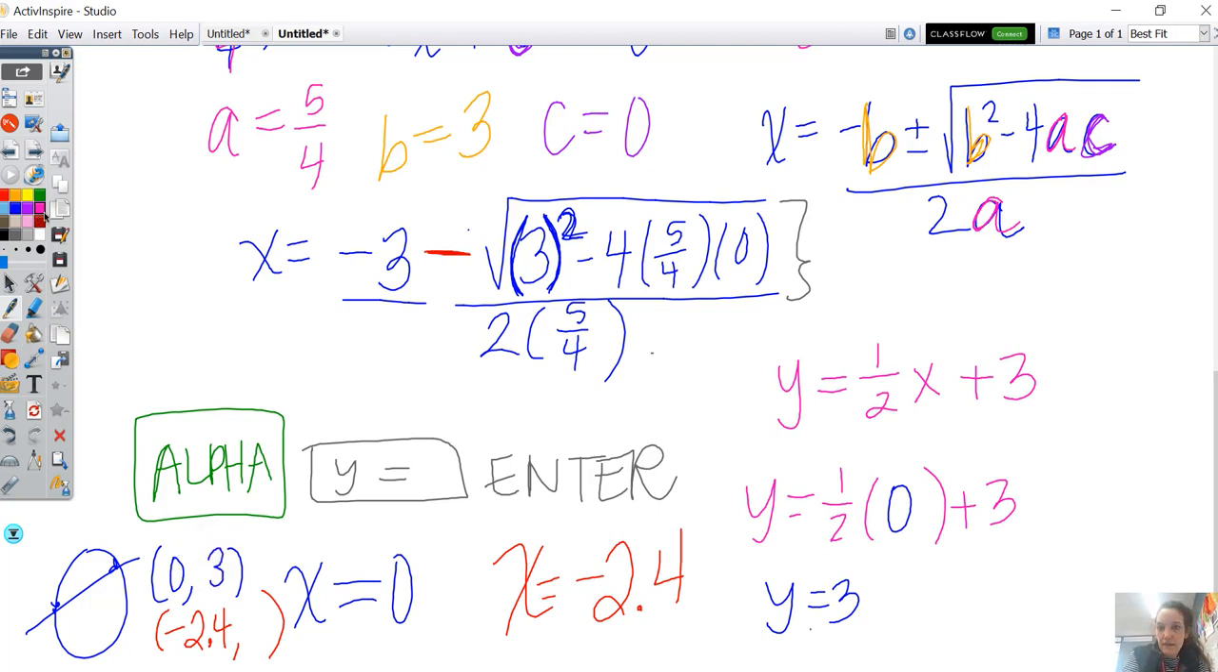And then I'm going to repeat that process, except I'm going to plug in x equals -2.4. That was my second x value. When I plug that in, I'll get 1.8. So that is my second y value for my second point. So I should have 2 points. You can go verify it with your graph. Your line is going to intersect your circle in 2 places.